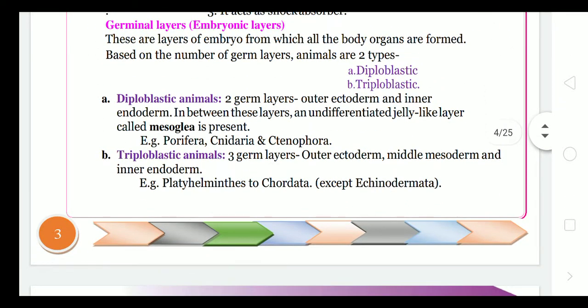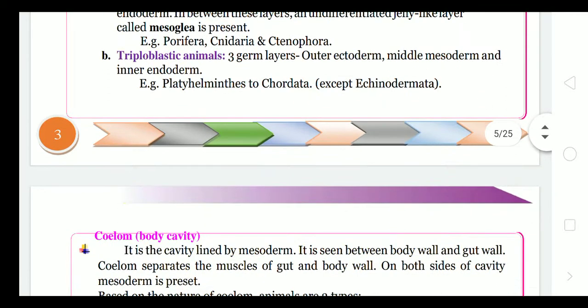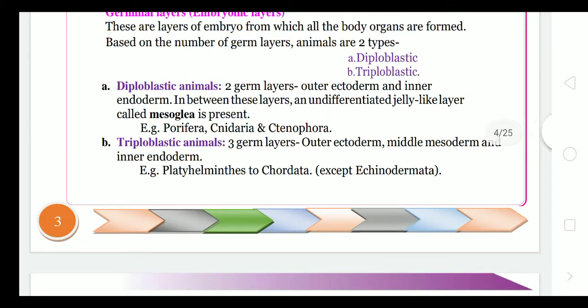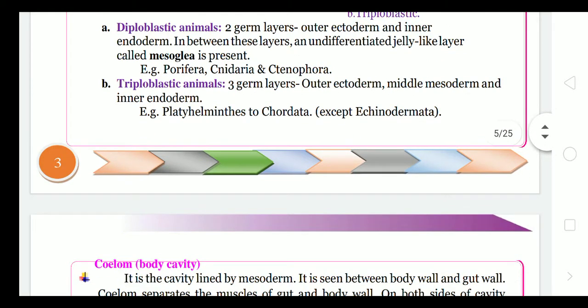According to germinal layers, there are diploblastic and triploblastic animals. Diploblastic animals show two germ layers, ectoderm and endoderm, and there is a jelly-like layer present, the mesoglea. Triploblastic animals show three germ layers: outer ectoderm, middle mesoderm and inner endoderm. For example, Platyhelminthes to Chordata.